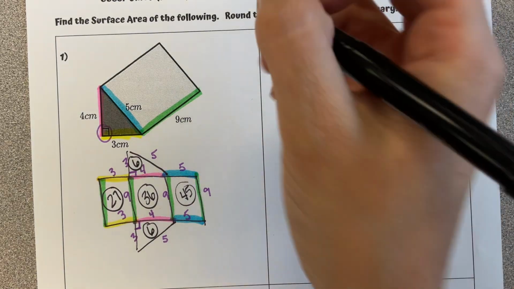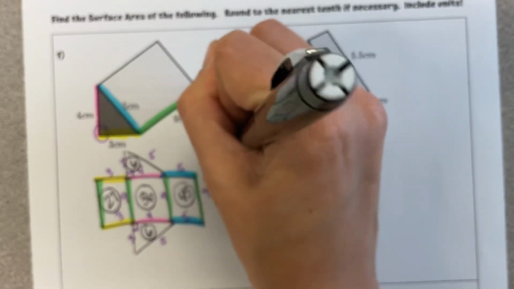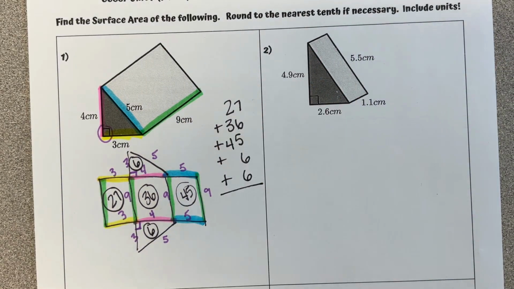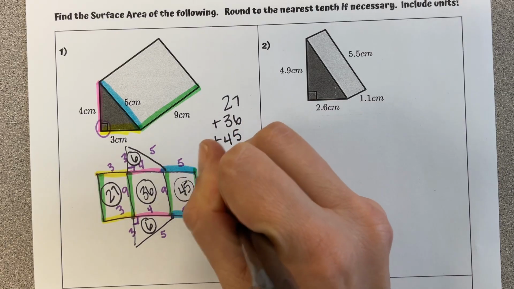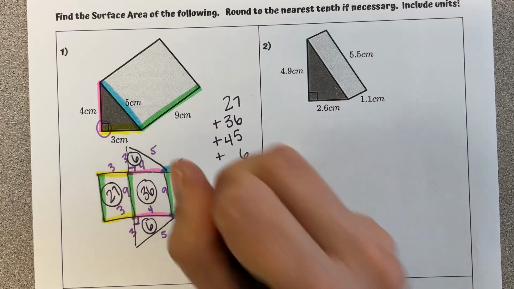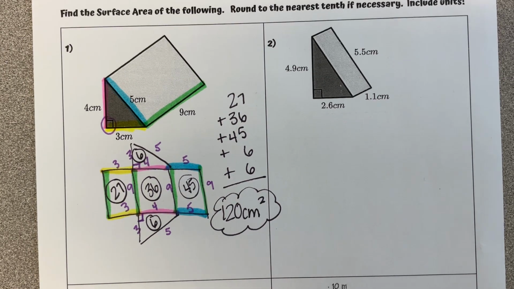And then we'd be able to add these up. So we have 27 plus 36 plus 45 plus 6 plus 6 to get that our total surface area for this prism is 120 centimeters, and we're talking about area, so it's squared because it's the flat surface. So knowing that, let's try these next ones without using the net.